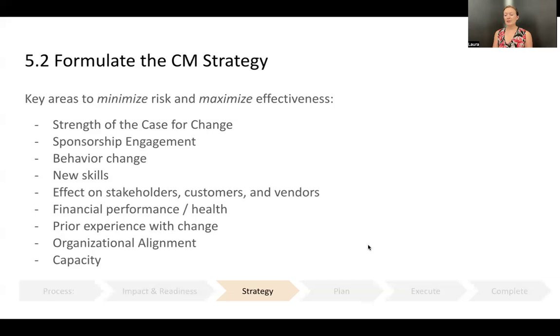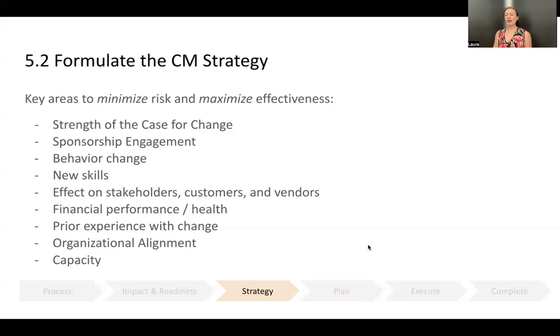Amount of prior experience the organization has with change. If the organization has past success with change and generally shows little resistance to change, then the risk should be lower. If the organization has past failures with change, then the risk will be higher.